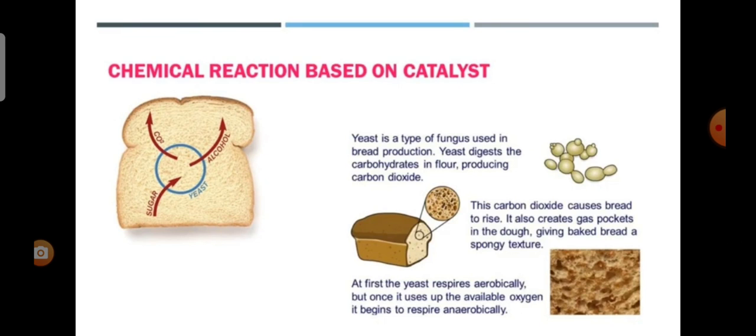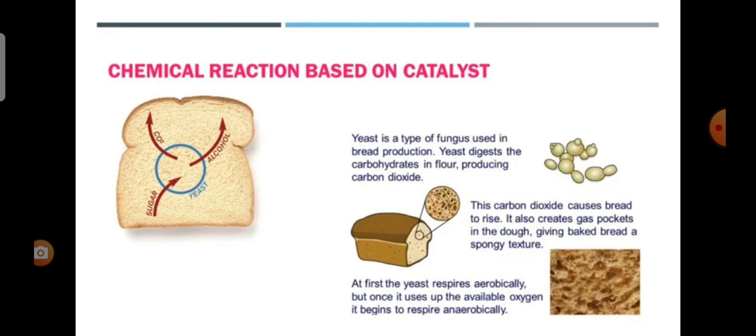Yeast is a type of fungus used in bread production. Yeast digests the carbohydrate in flour, producing carbon dioxide. This carbon dioxide causes bread to rise. It also creates gas pockets in the dough, giving baked bread a spongy texture. At first, the yeast respires aerobically, but once it uses up the available oxygen, it begins to respire anaerobically.